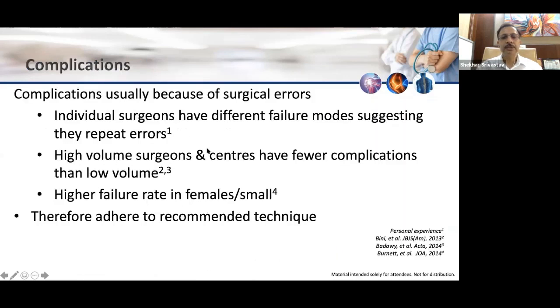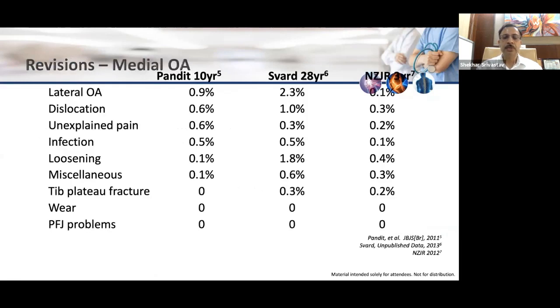Now, complications in UK are usually because of surgical errors. Different surgeons have different failure modes, suggesting that they repeat errors. The high volume surgeons and centers have fewer complications than low volumes. So it's a very exacting surgery, and that's why it's very important to stick to the principles and the technique.